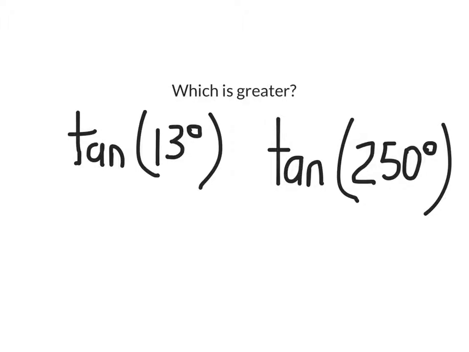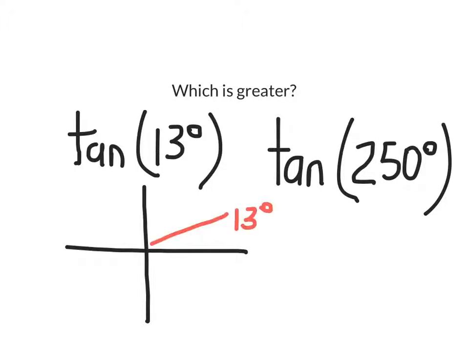Which is greater, tangent of 13 degrees or tangent of 250 degrees? Begin by drawing the two rotations in the circle. 13 degrees is going to be in the first quadrant between 0 and 90 degrees. And 250 degrees is going to be in the third quadrant between 180 and 270 degrees, and closer to 270 degrees.